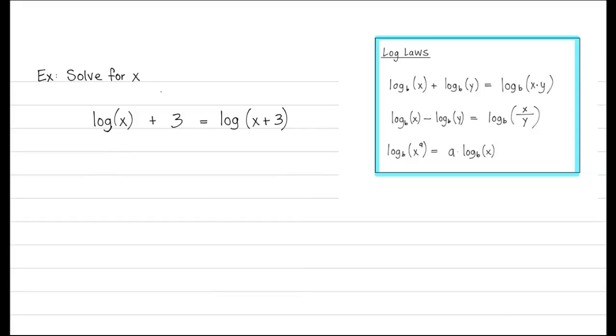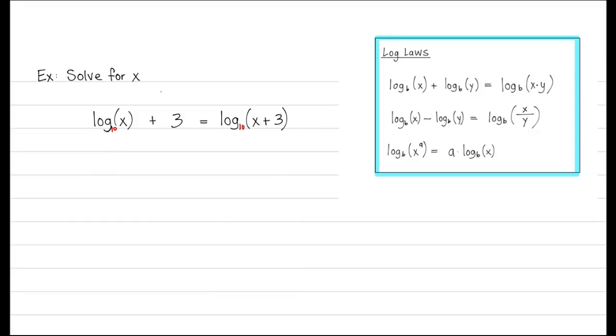So in this example, we're going to use some log laws to help us solve this problem for x. So we have log of x plus 3 is equal to log of x plus 3. Now, in this case, there isn't a base written on here, right? And we remember that if there's no base written on there, we assume that it's log base 10. So we don't have to write those little 10s in there. If there's no base written, that's just what we assume the base to be.